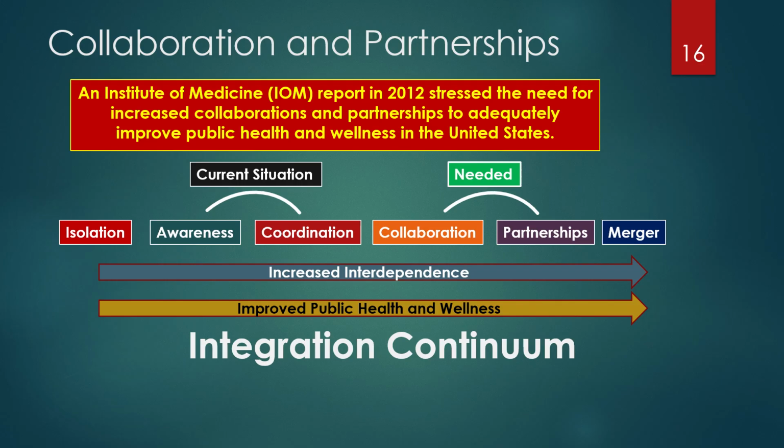One of the most used diagrams from that 2012 IOM report is adapted on this slide. There is a continuum of integration from isolation to merger. In between those poles, risk awareness, coordination, collaboration, and partnerships. Isolation means that groups have no idea of what others are doing.